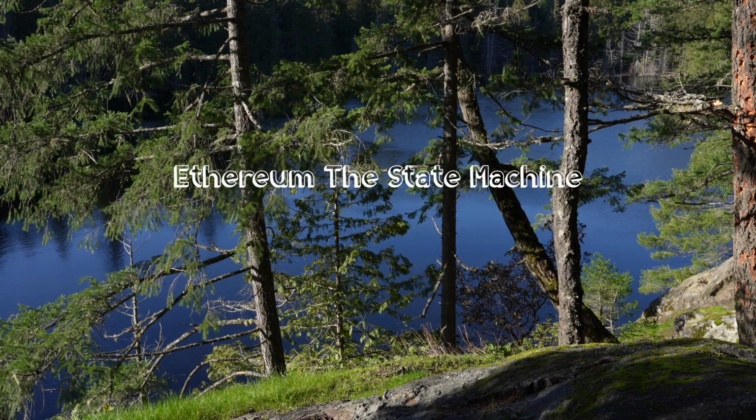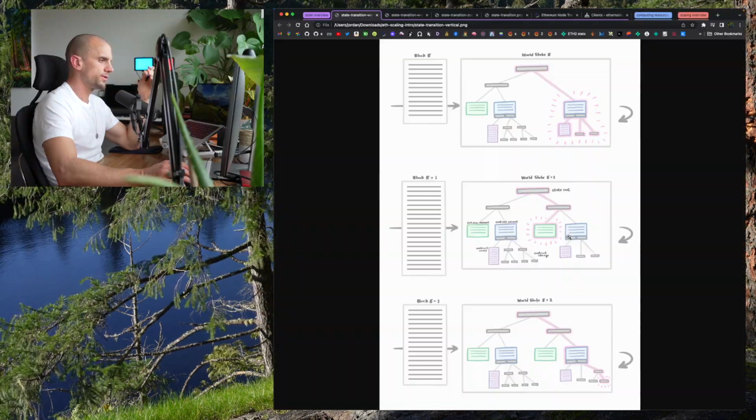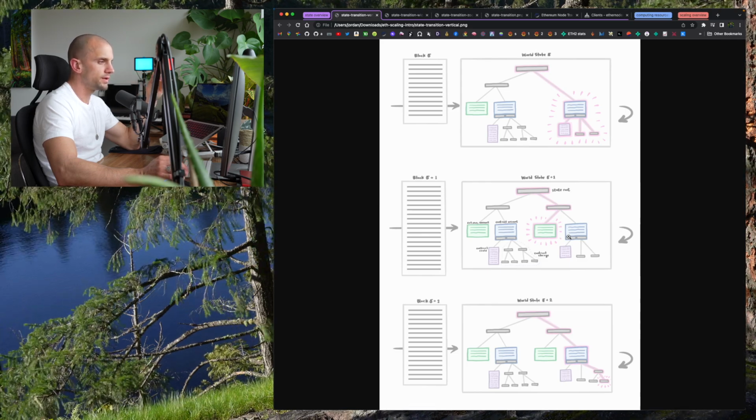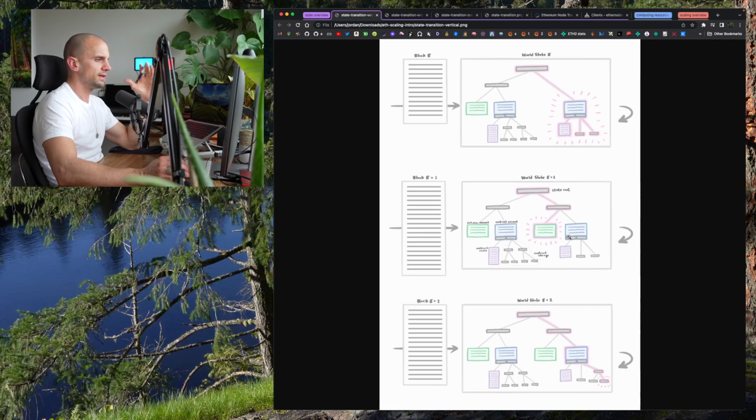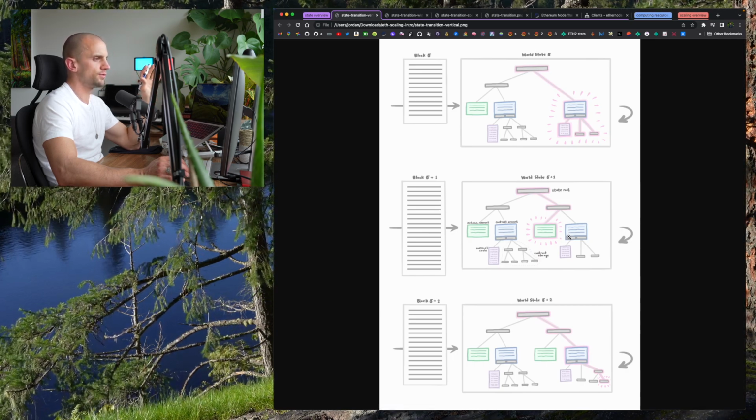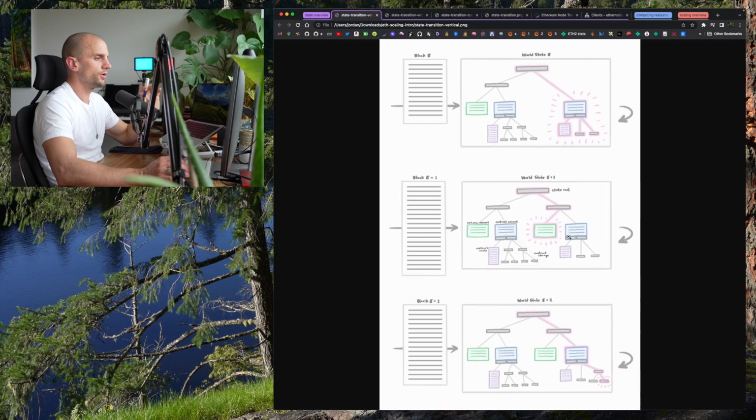And okay, so in order to understand Ethereum scaling, we should remember what Ethereum is and what it's trying to be in the first place. So Ethereum is a state machine, and state machines move from one state to another according to some rules.